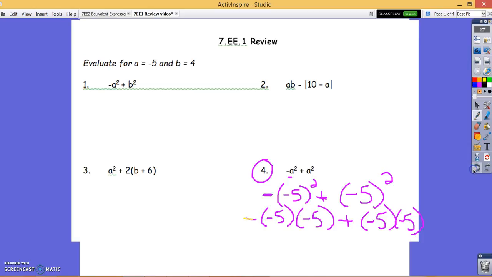Okay, so when we go to simplify this, negative 5 times negative 5 is 25, and then I'm going to drop my negative sign in. Plus, negative 5 times negative 5 is 25. Negative 25 plus 25 is 0, and that's my final answer for number 4.